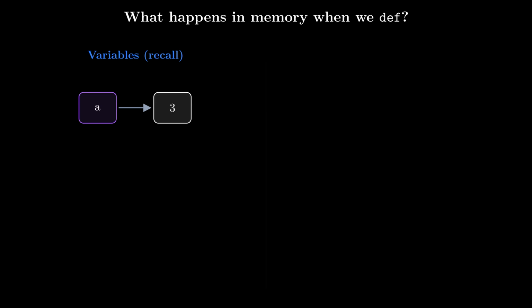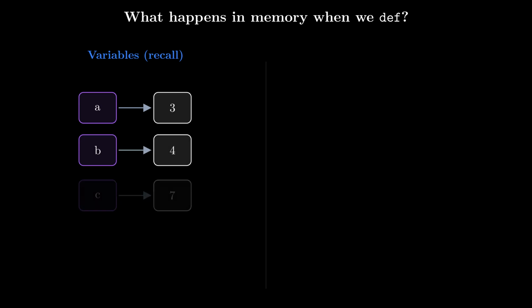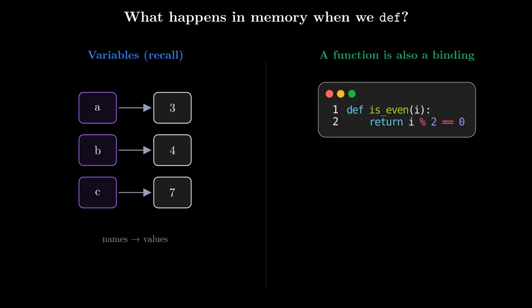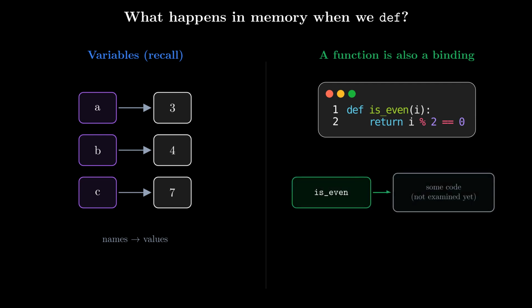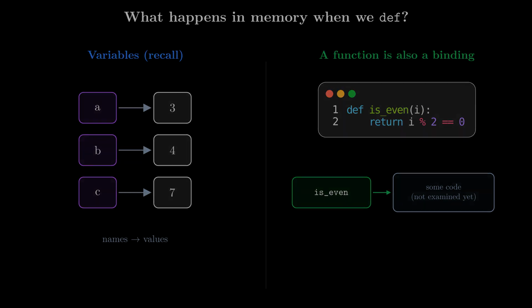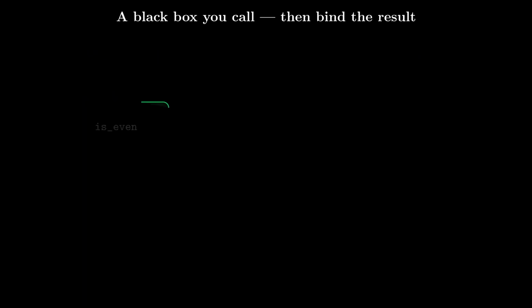So what actually happens in memory when we define a function? First, recall plain variables. When we write a equals 3, the name a is bound to the value 3 in memory. b is bound to 4 and c is bound to 7. Names pointing at values. Now, a function. The instant Python sees the def keyword, it does not read or run the indented body. It does not care what that code does yet. All it records is that a new object exists, a function object, bound to the name is_even, a name pointing at some code.